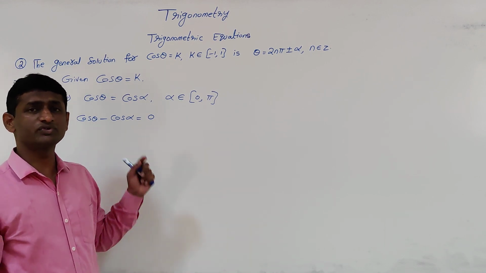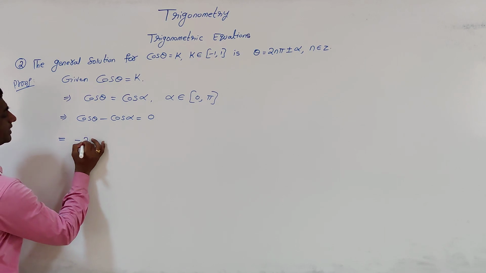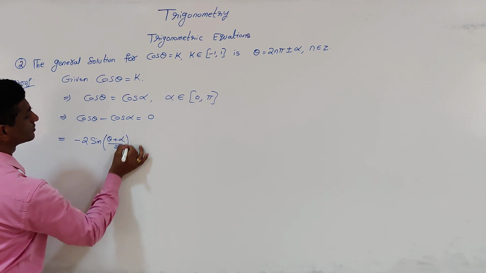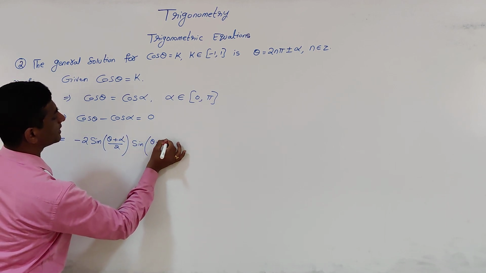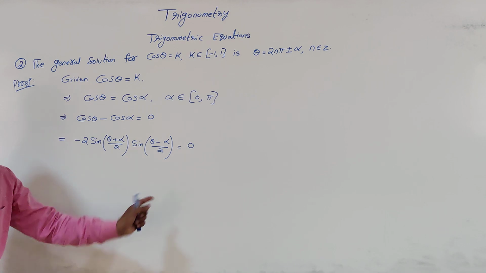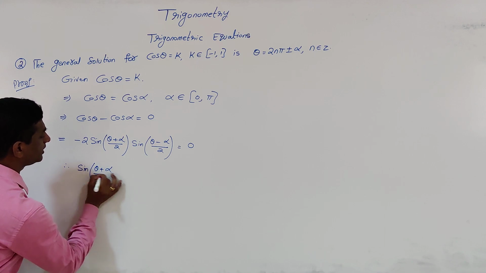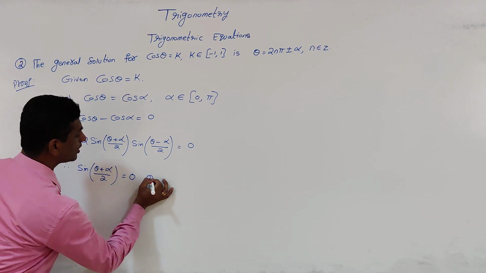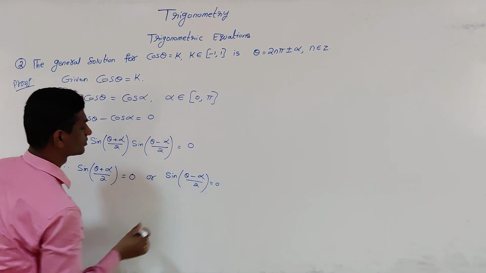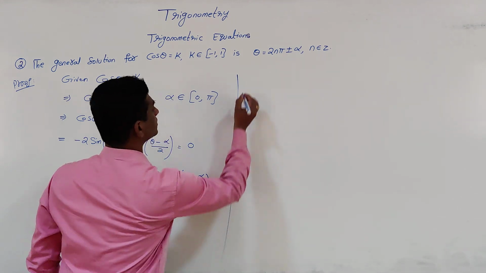Now if you observe the left hand side, it is the difference of two trigonometric ratios. By applying the transformation, we can convert it to a product, as it is cos c minus cos d. So that will be minus 2 sin of (theta plus alpha) by 2, sin of (theta minus alpha) by 2 is equal to 0. The product of two terms is 0, and minus 2 cannot be 0. Therefore either sin of (theta plus alpha) by 2 is 0, or sin of (theta minus alpha) by 2 is 0. Now we will see the cases.